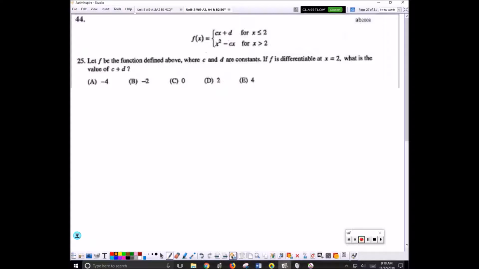It's a really simple example of thinking on your own through complex situations. So when I read the problem, it says C and D are constants. F is differentiable at x equal 2. What is the value of C and D? I'm reminded of a flashcard which says, if looking for something like C and D, don't do a bunch of other stuff, you'll just find C and D.